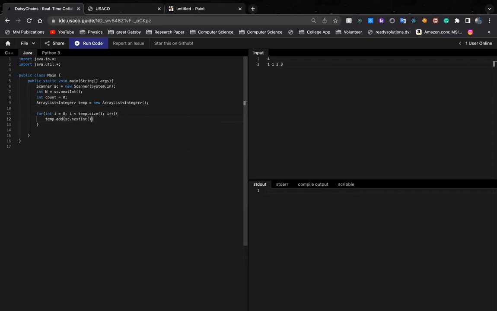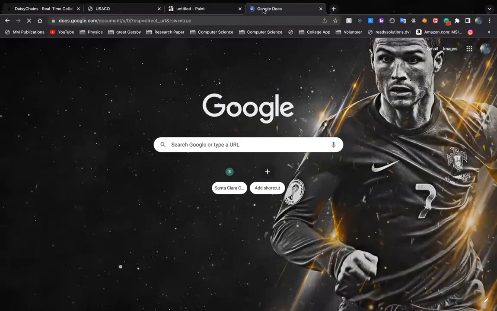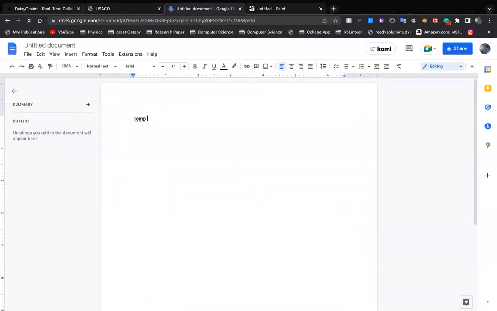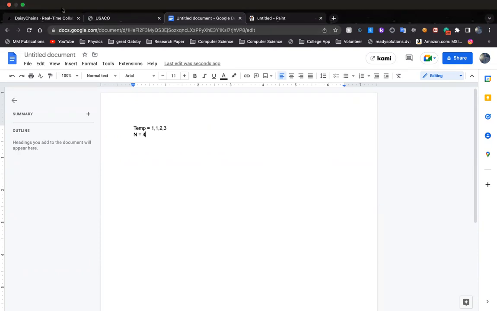sc.nextInt. So now temp would, let's see. So yeah, let me just pull out a doc. So in this case, temp would contain 1, 1, 2, and 3. All right, and then n would equal 4 in this case.